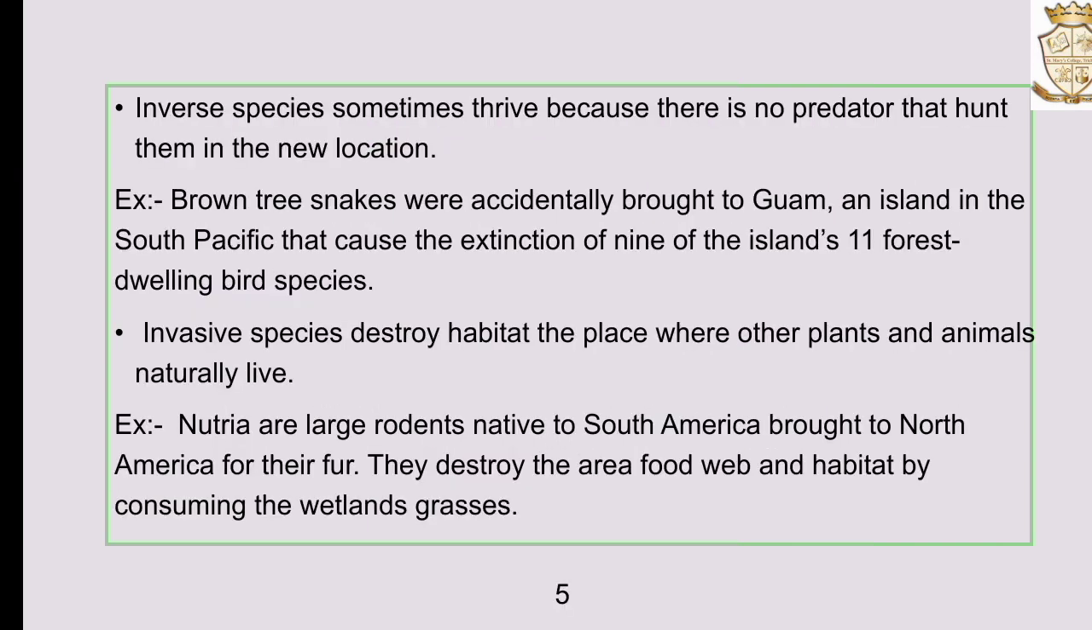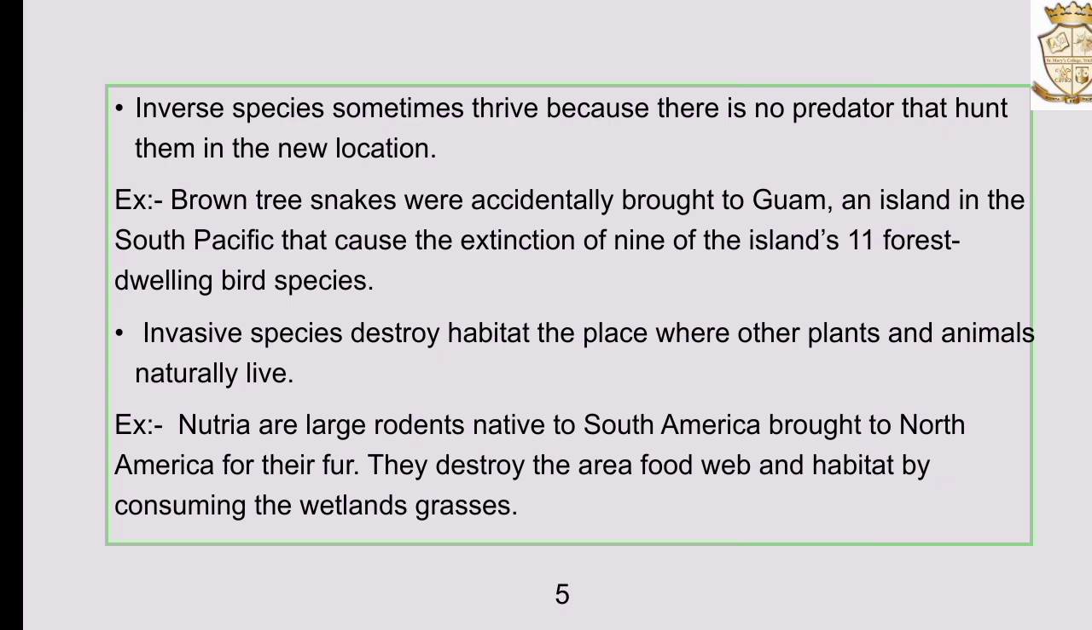Invasive species sometimes thrive because there is no predator that hunts them in the new area. One example is brown tree snakes, which were accidentally introduced to Guam, an island in the South Pacific, and caused the extinction of 9 of Guam's 11 forest-dwelling bird species.